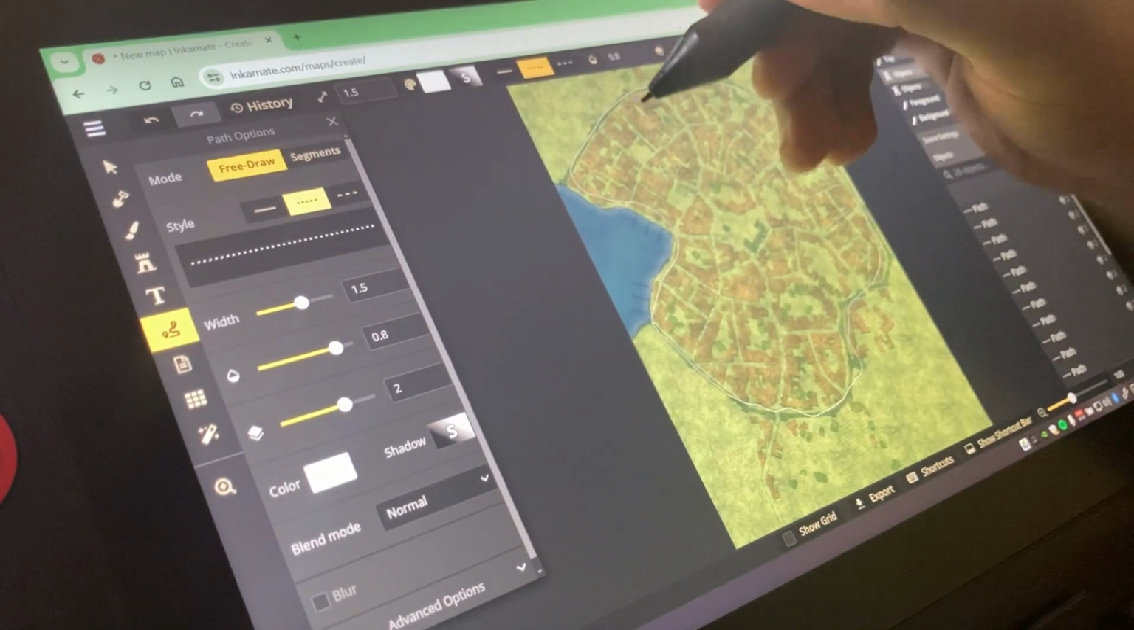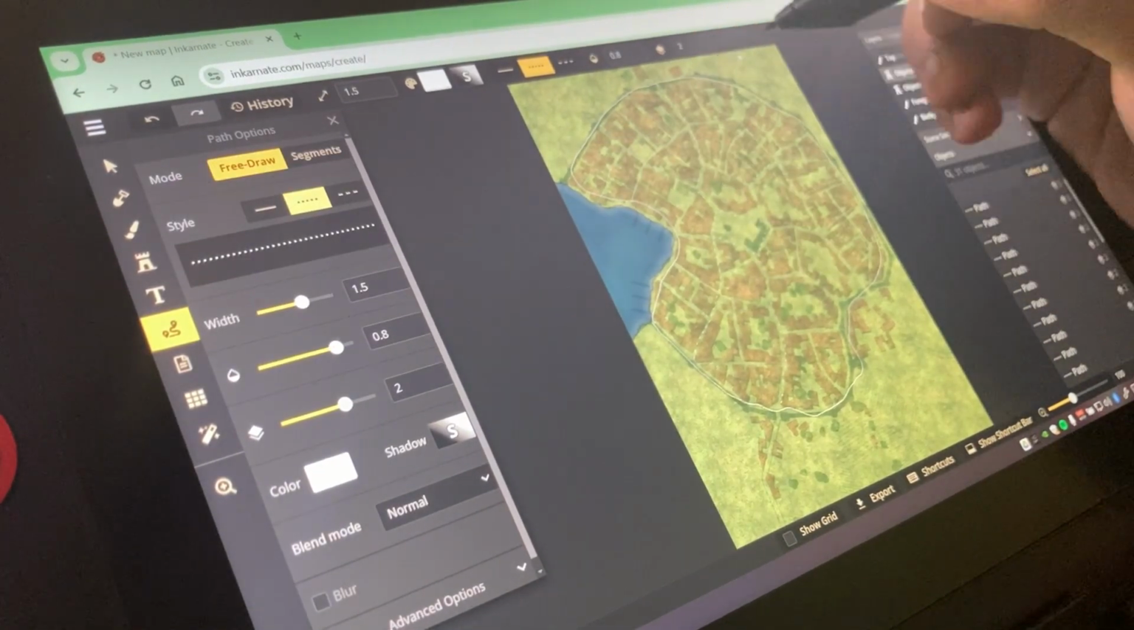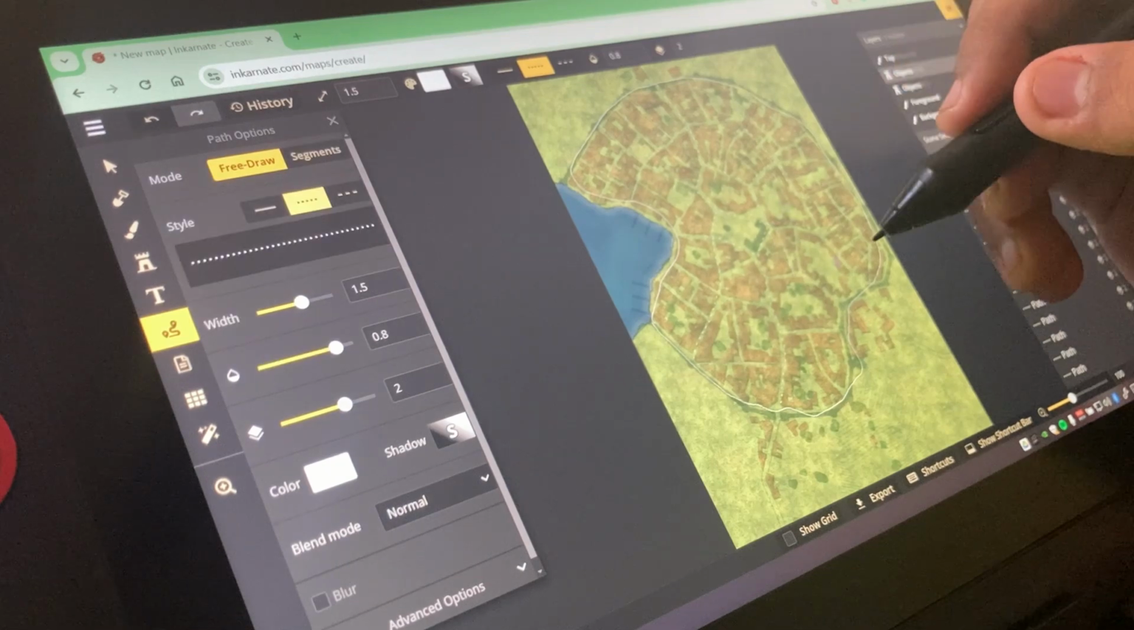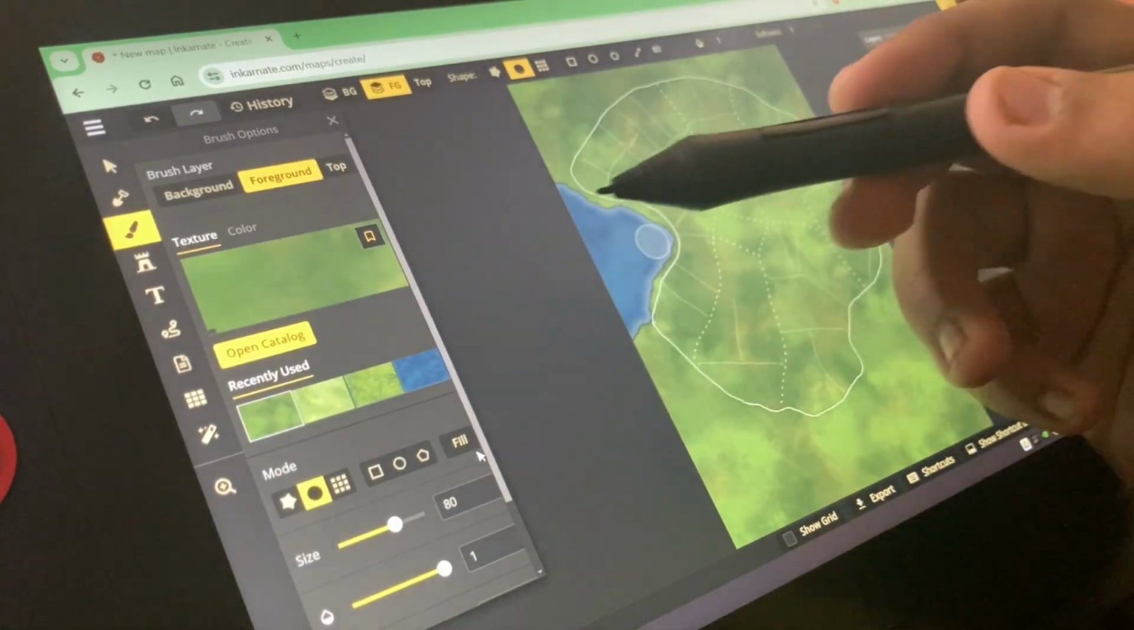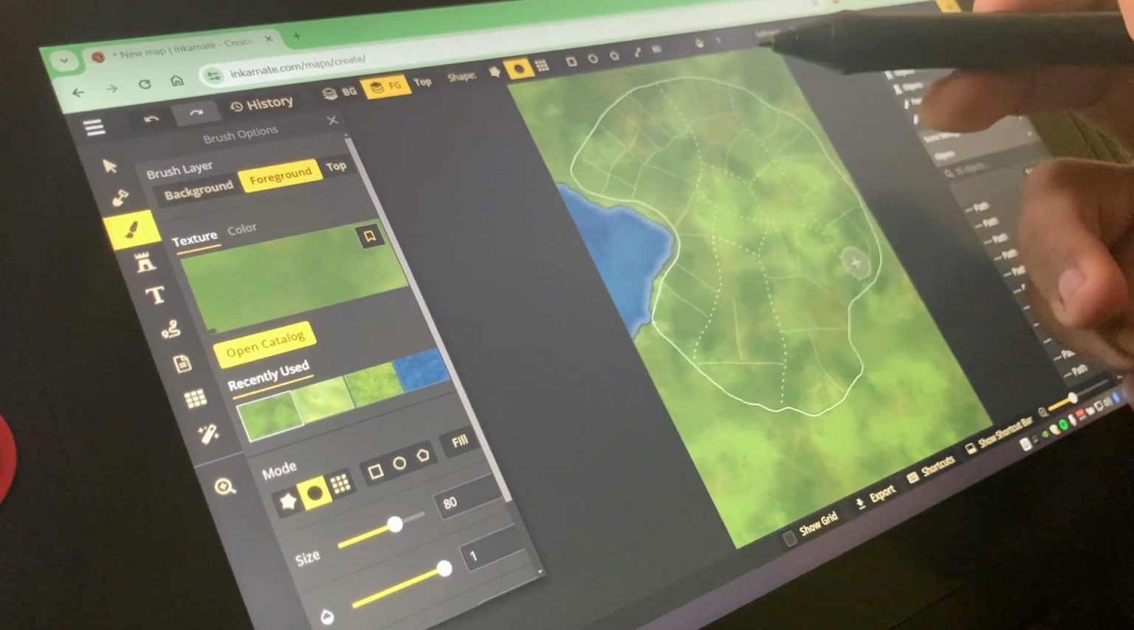Here I'm just plotting out where the roads in this city would be. This isn't how I would usually start with my cities, but since I had a very strong foundation from this generated image, I decided to do roads first.